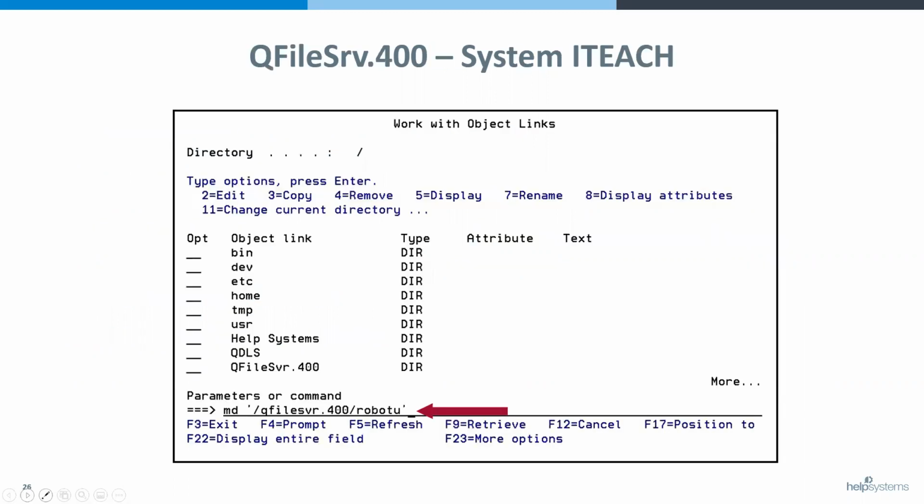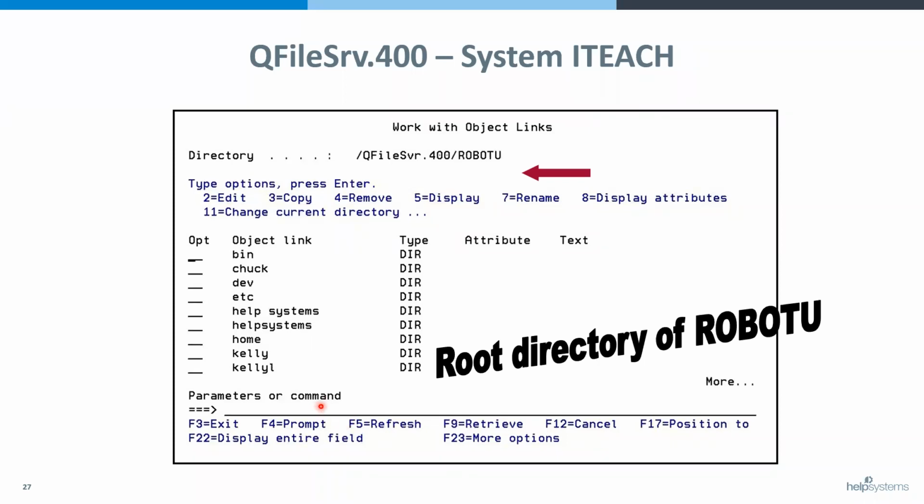So here we are, basically to activate another IBM i system, we would do a make directory of QFileSvr.400/ and the name of the system. In this case, our system happens to be called Robot U. And now from our system called ITEACH, I can connect to the Robot U server. And now when I do work link against that, I'm going to be seeing the directory system over on my Robot U system versus from the ITEACH system. So again, it's a way that you can address directories across IBM i systems.